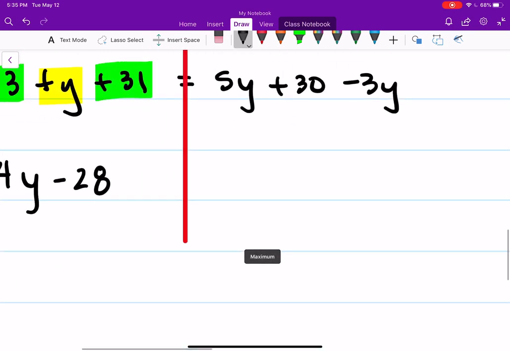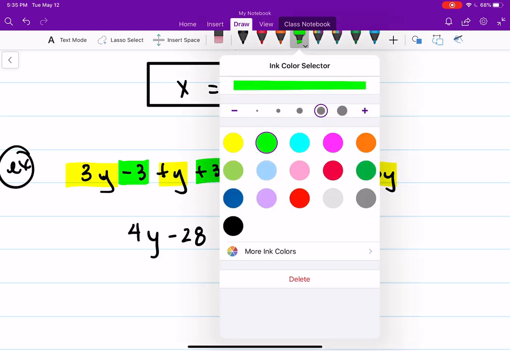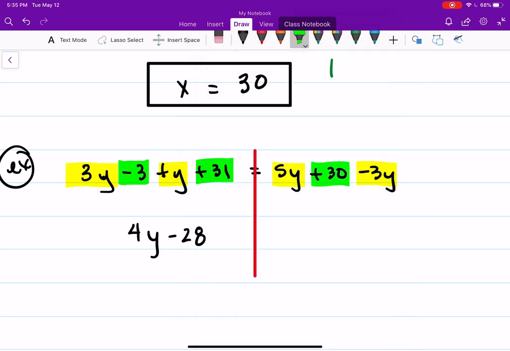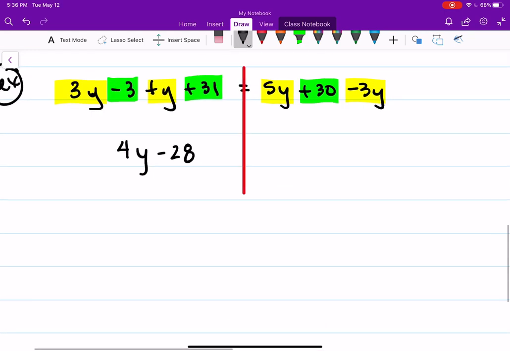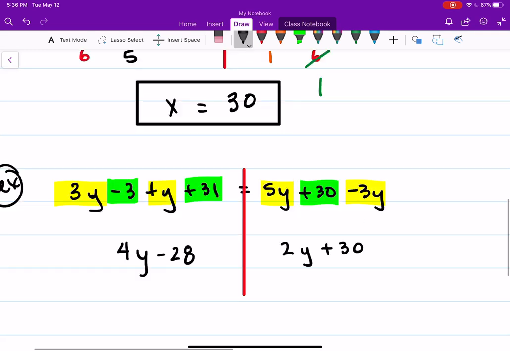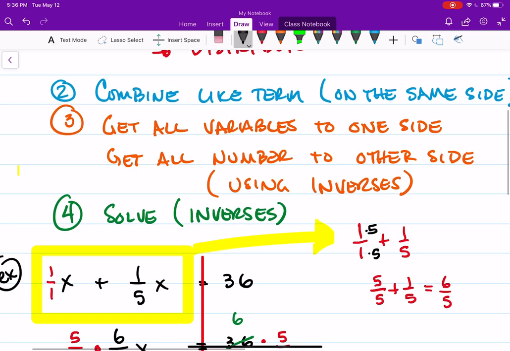On the right side, I do also have like terms. And my like terms are 5y and negative 3y. And the 30 is by itself. Awesome. So I have a 2y plus 30. Okay? So I just combined like terms. That's step 2. Now let's get to step 3.